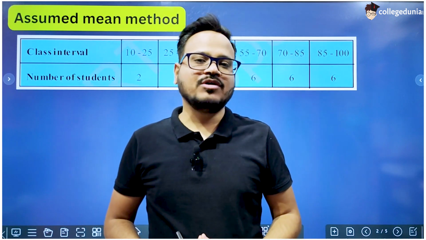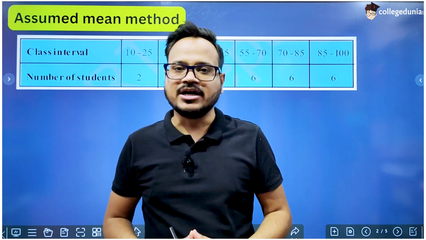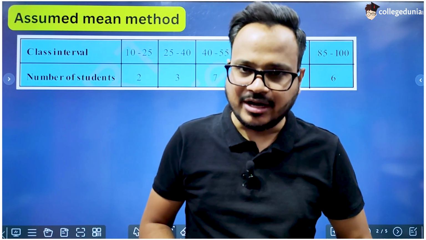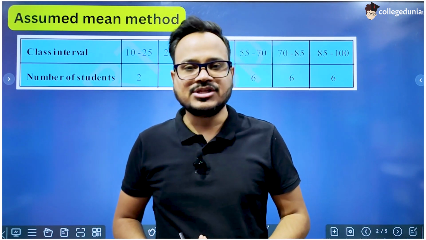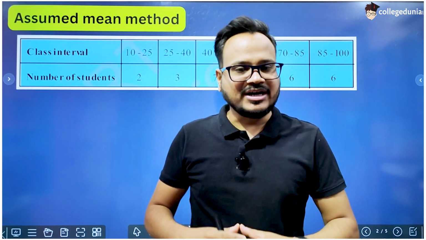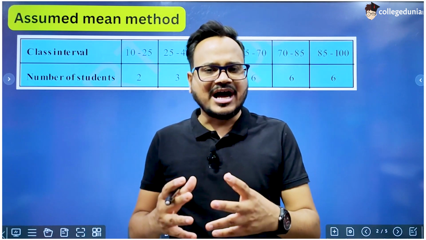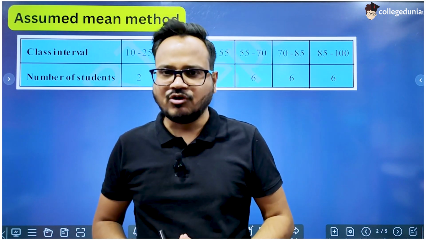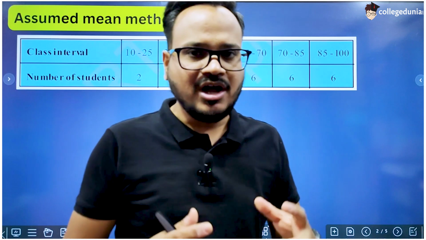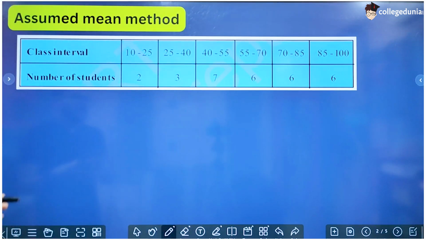Students, in this video we will discuss a very important method to find the mean of data, and this method is called the assumed mean method. When the data is big and calculations are large and complex, we can use this formula to find the mean of a data. Now let us see how we can use this formula.